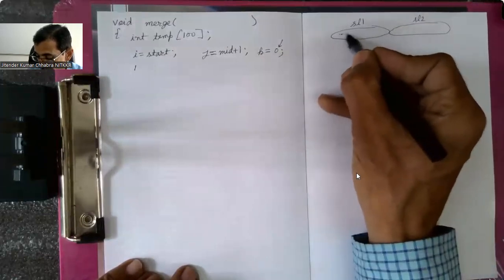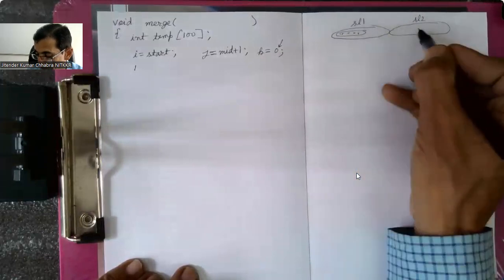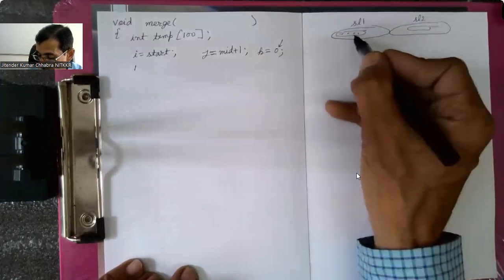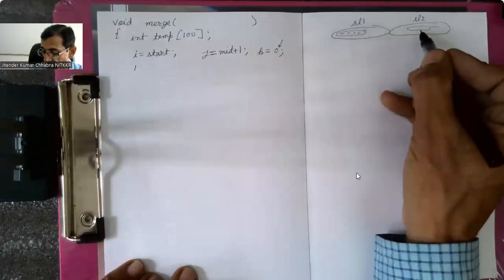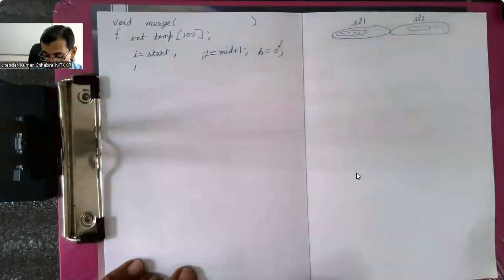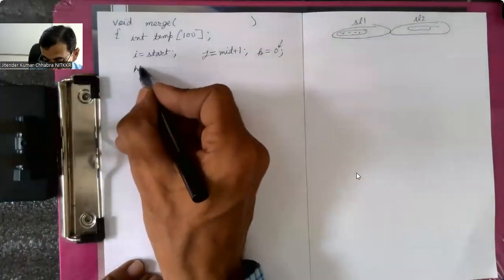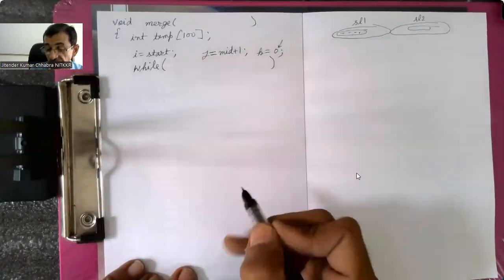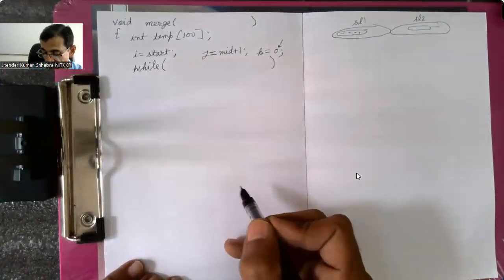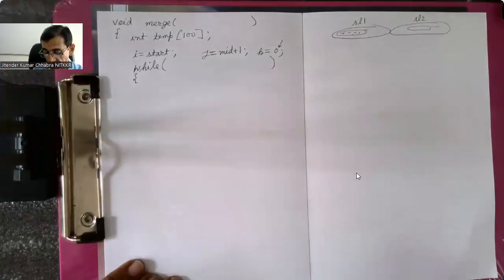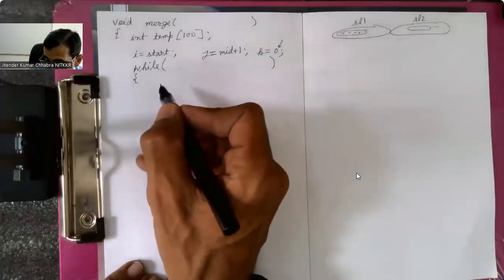Out of that, some elements of sublist 1 will be copied. Sometimes the sublist 2 will be copied. I don't know how many of sublist 1 will be copied, how many of sublist 2 will be copied, when the loop will be over. So a for loop is not a good choice. Obviously, a while loop will be a good choice. As long as both sublists are non-empty, I will keep on comparing. Whenever one list is empty, I will simply copy the remaining elements.